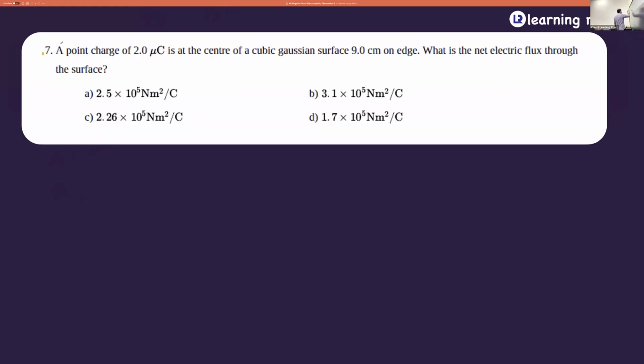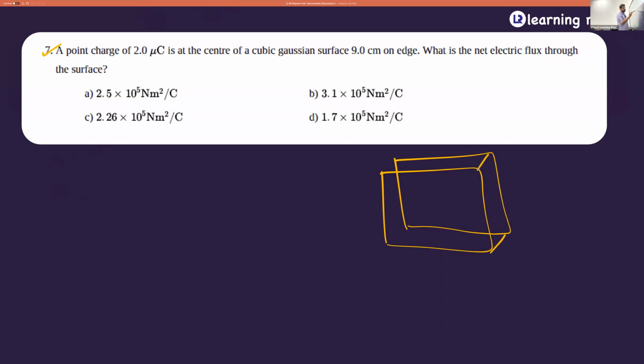What about this one? There is a textbook problem. A point charge of 2 microcoulomb is placed at the center of a Gaussian surface, 9 centimeter. So there is a Gaussian surface which is a cubic structure which has the edge to be 9 centimeter. The side of the cube is 9. Right. So what is the net electric flux through the surface? Simple. What is the answer? What should be the answer?